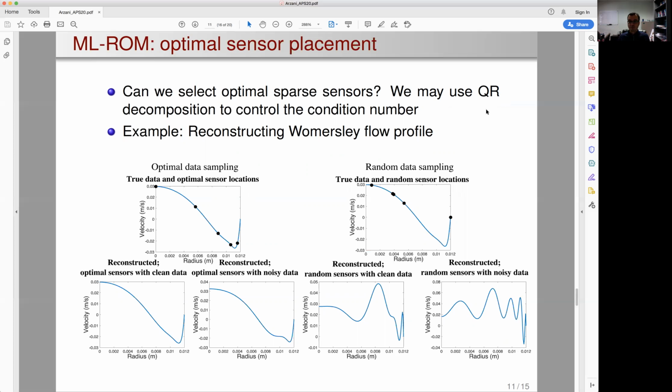We have a Womersley flow, so the 1D Womersley flow problem for pulsatile blood flow. And let's say we only have 5 measurement locations. And we don't know the Womersley number. We want to reconstruct the velocity profile with only 5 spatial measurement locations. So on the right panels, we place those 5 measurement locations in a random fashion. So it's a random sampling. And you can see that the reconstructed data from the algorithm is not really good, especially under noisy data. It's really, really bad. But if you place those sensor locations in an optimal fashion, what you can see is that you can reconstruct your complete velocity profile much, much more accurately. And it also performs much better under noisy data.